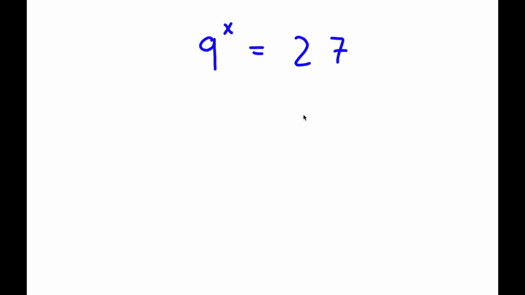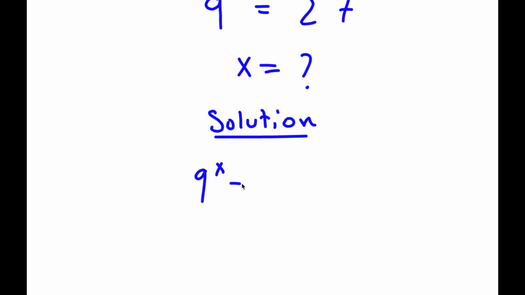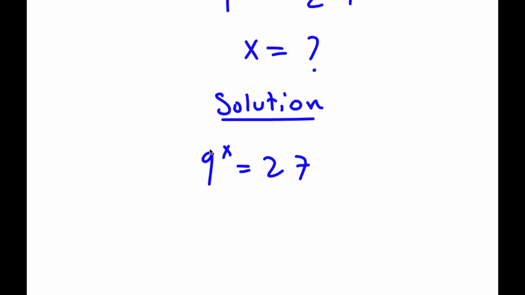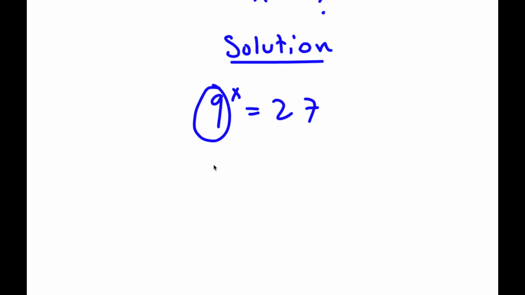All right, in this problem, I have 9 to the power of x is equal to 27. So I want to find the value of x here. So for my solution, first start with 9 to the power of x is equal to 27. And now what I'm going to do is I'm going to rewrite 9 here as 3 to the power of 2. So now I have 3 to the power of 2 to the power of x. And this is equal to 27.